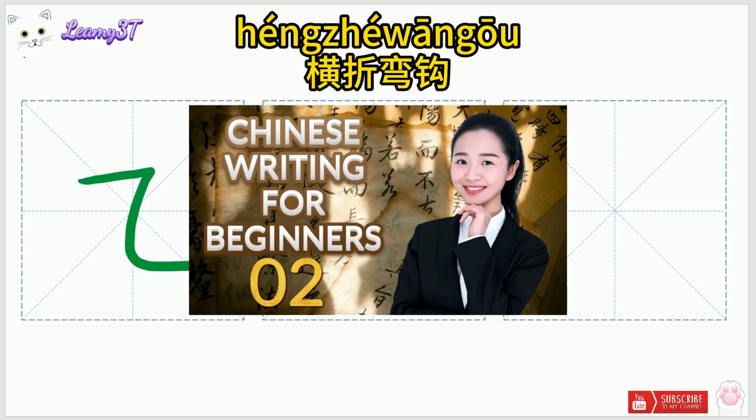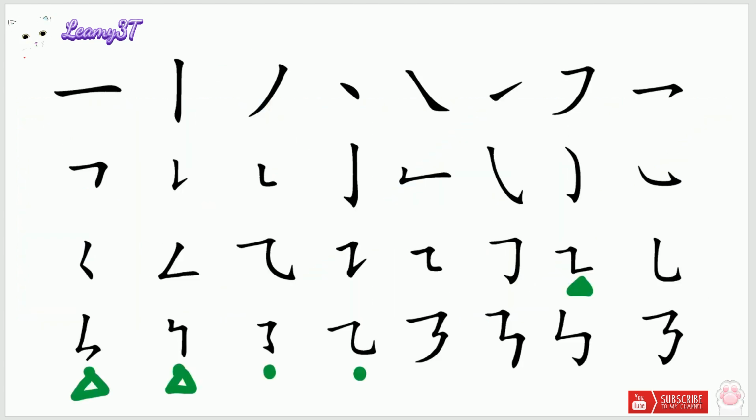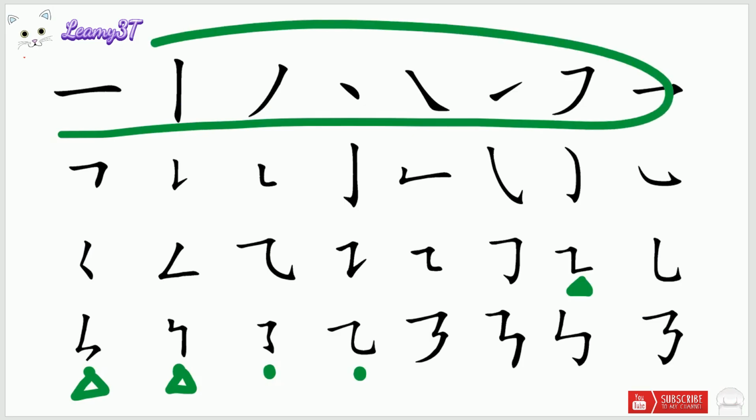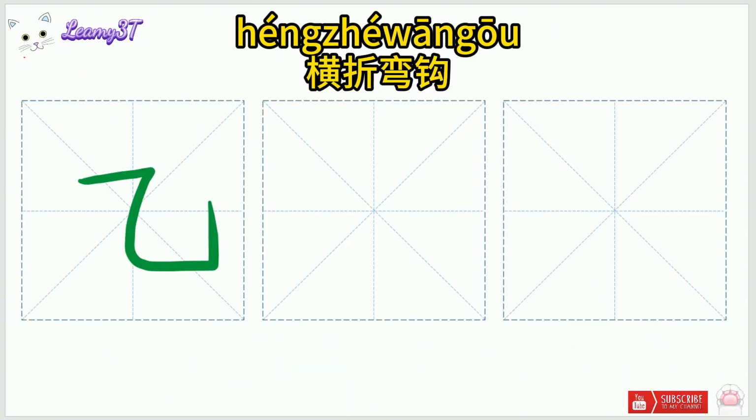After lesson 2, we finished the basic strokes. And everything after that has been compound strokes. 横折弯钩, you see now, is a compound stroke as well. We learned 横 in lesson 1. We learned 竖弯钩 in lesson 6. 横折弯钩 is a combination of 横 and 竖弯钩.